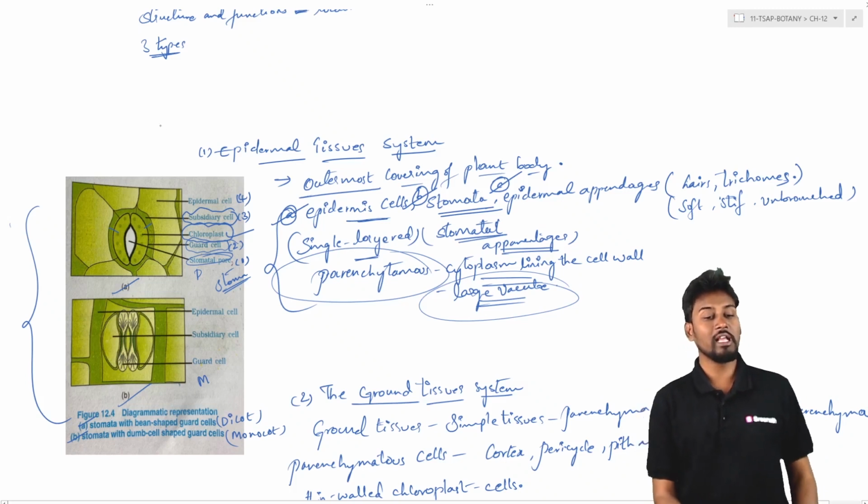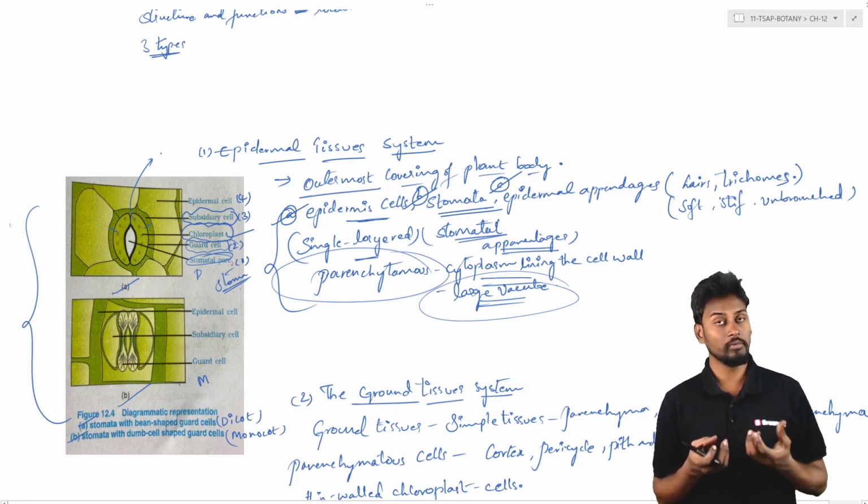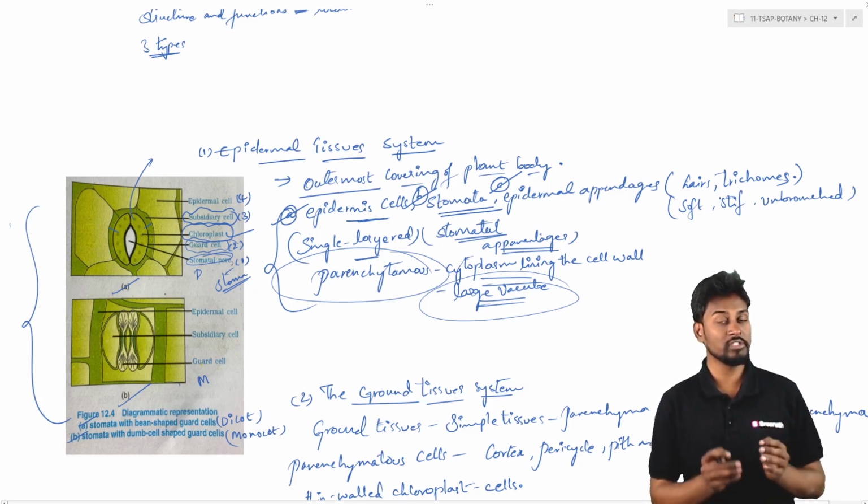Now, looking at the guard cells, they are seen as guarding the stomatal apparatus. They are bulged, and they are generally involved in the opening and closing of the stomata.